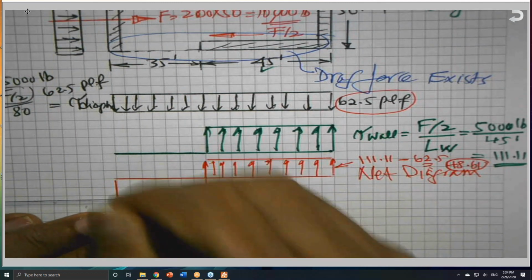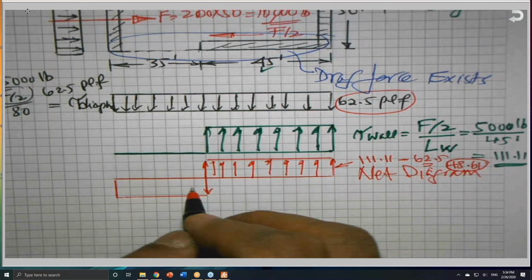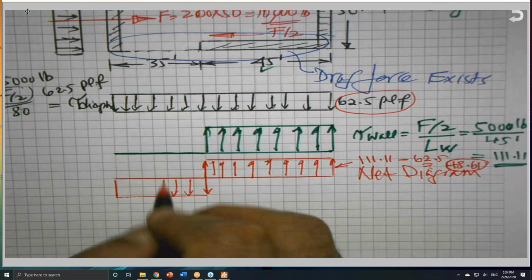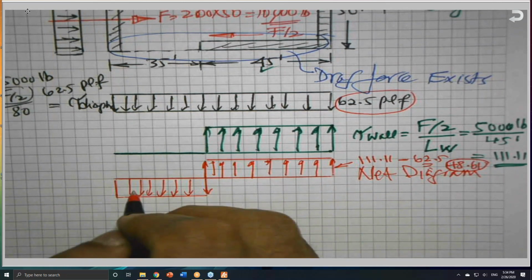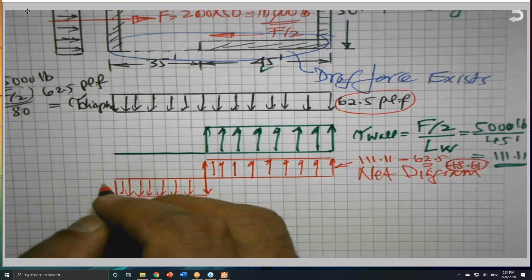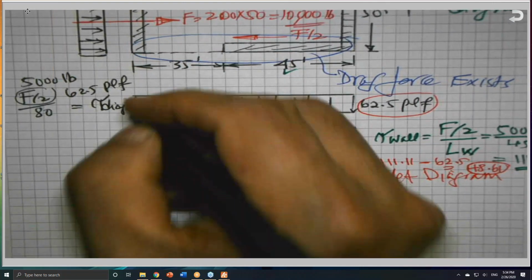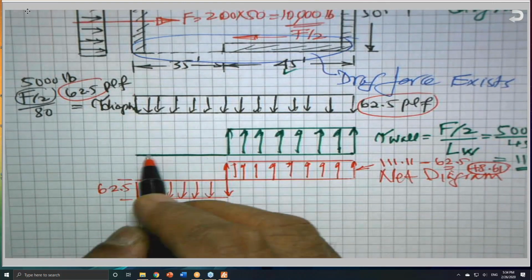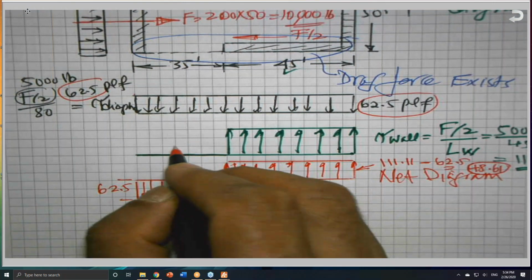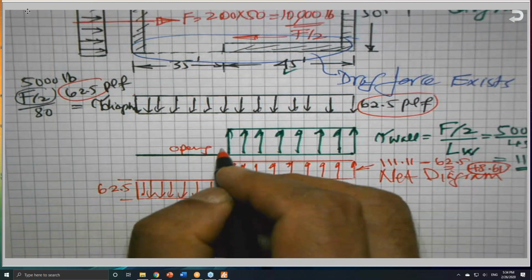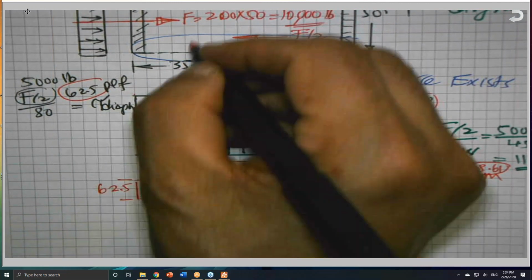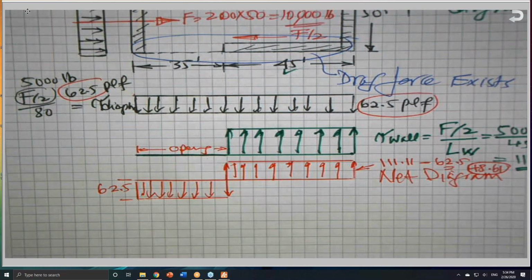From the diaphragm. This dimension here is 62.5 because it's still coming from the diaphragm, because there is nothing here. This is an opening, from here to here, which is a 35 feet opening.